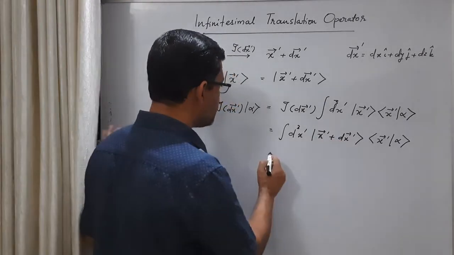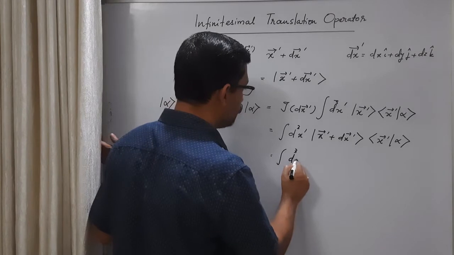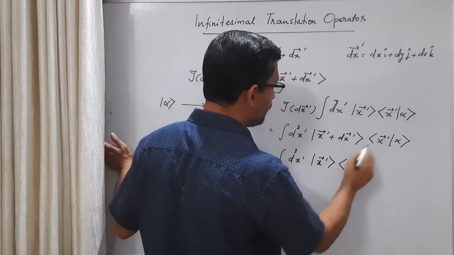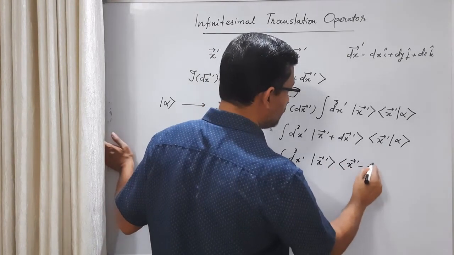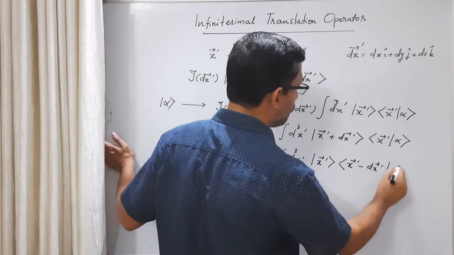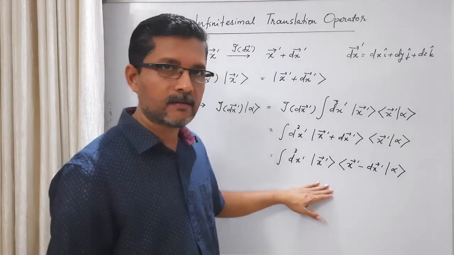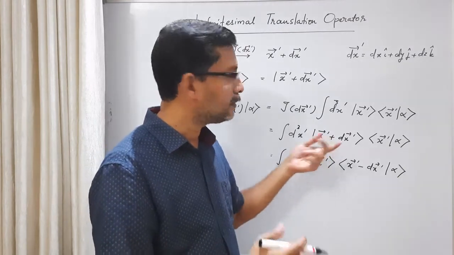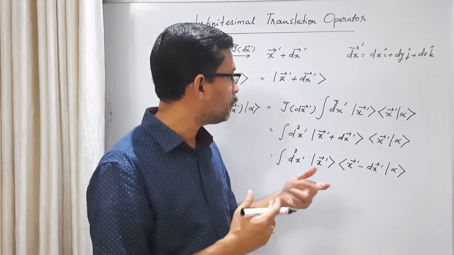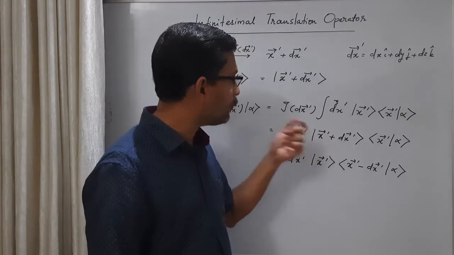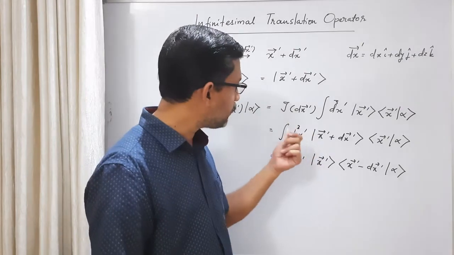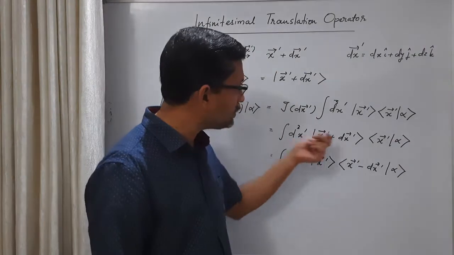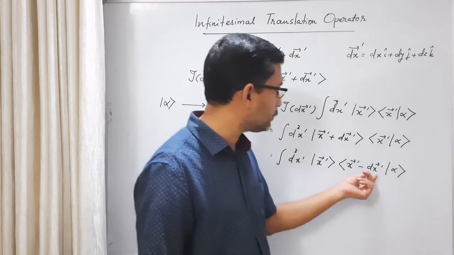So we can rewrite this as integral d cube x prime, here it becomes x prime minus dx prime, alpha. This and this are identical. What we have done is we have merely shifted the origin, that's all. We have merely shifted the variable, we can say. This is possible because we are integrating over the entire space. So we are merely changing the dummy index by an amount dx prime.